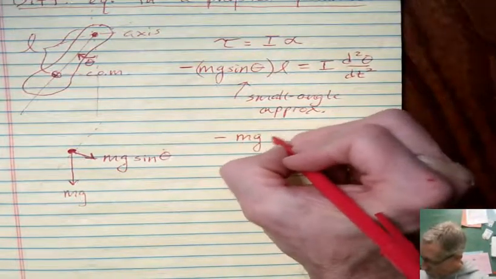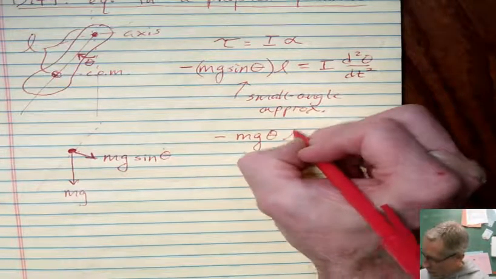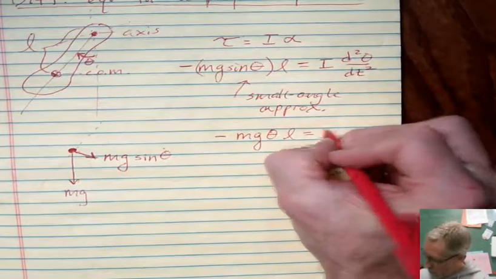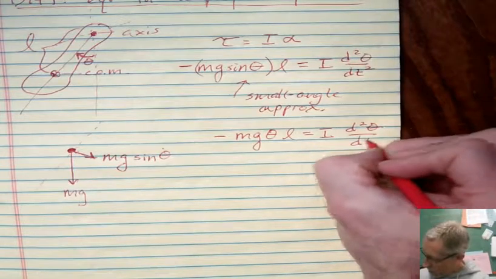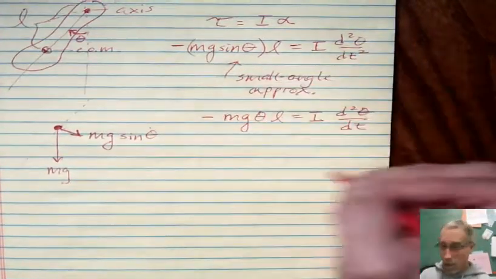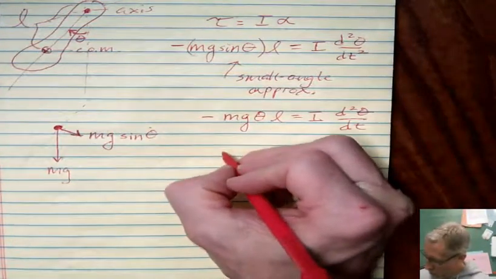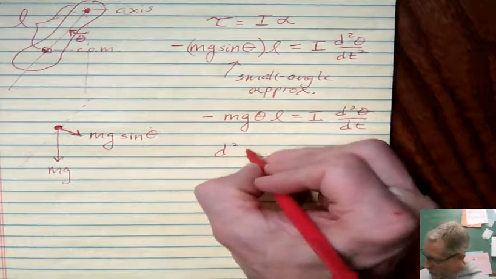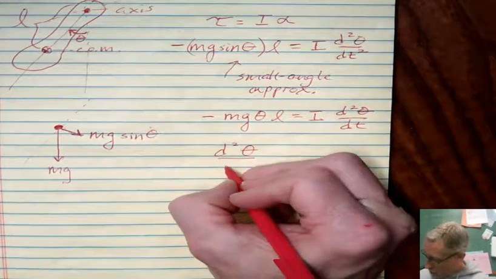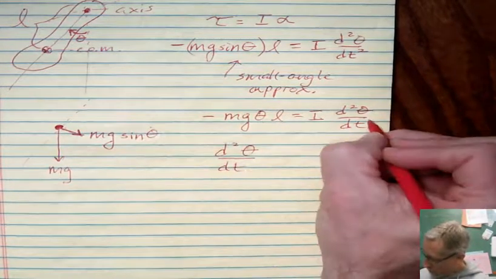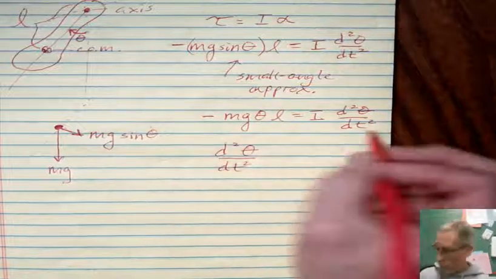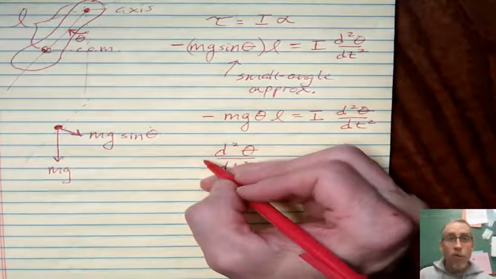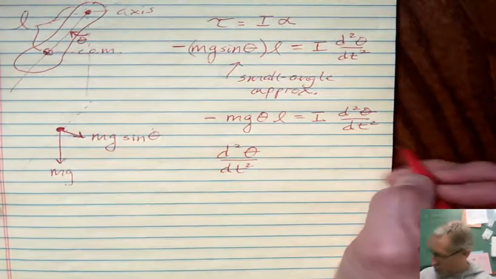mg theta L equals I, second derivative of position with respect to time. And I'm just going to write this in a slightly algebrated version, which is putting the second derivative all by itself on one side. Oops, forgot my 2 here. There's the second derivative. That's, again, that's a clever form of acceleration, angular acceleration.